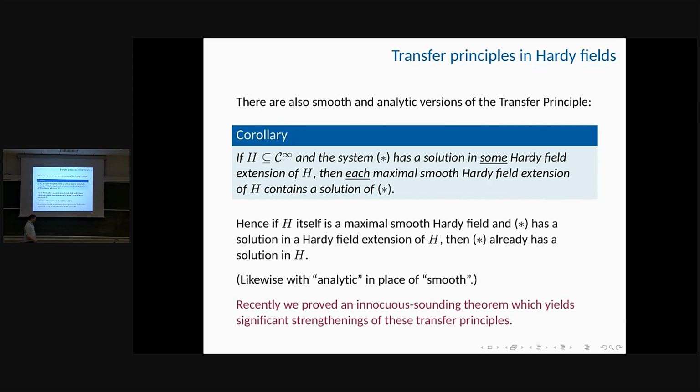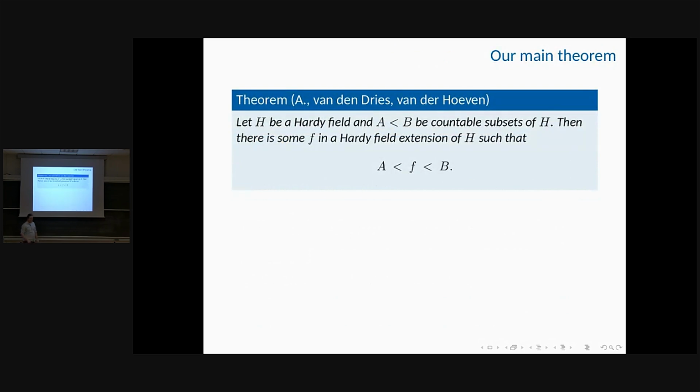Now, the theorem I want to explain is that we proved a refinement of this which sounds innocuous, but which is very powerful. Namely, if you have a Hardy field H and two countable subsets A less than B, then you can fill the gap between these two countable subsets by some element which is in some Hardy field bigger than H. Phrased in the maximal Hardy field language, this means that they have the property of eta 1, for the people who know what that says.